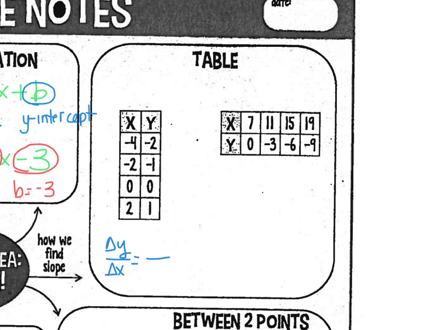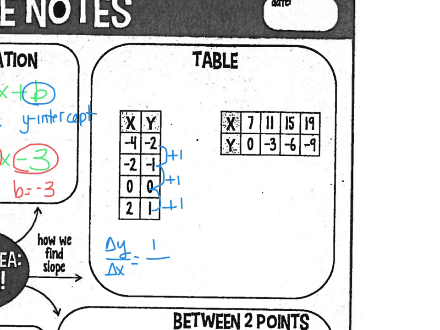So let's look here first at how our y is changing. To go from -2 to -1, what did I do? I added 1. To go from -1 to 0, I added 1. To go from 0 to 1, I added 1. So that's a constant change within my y values of 1.